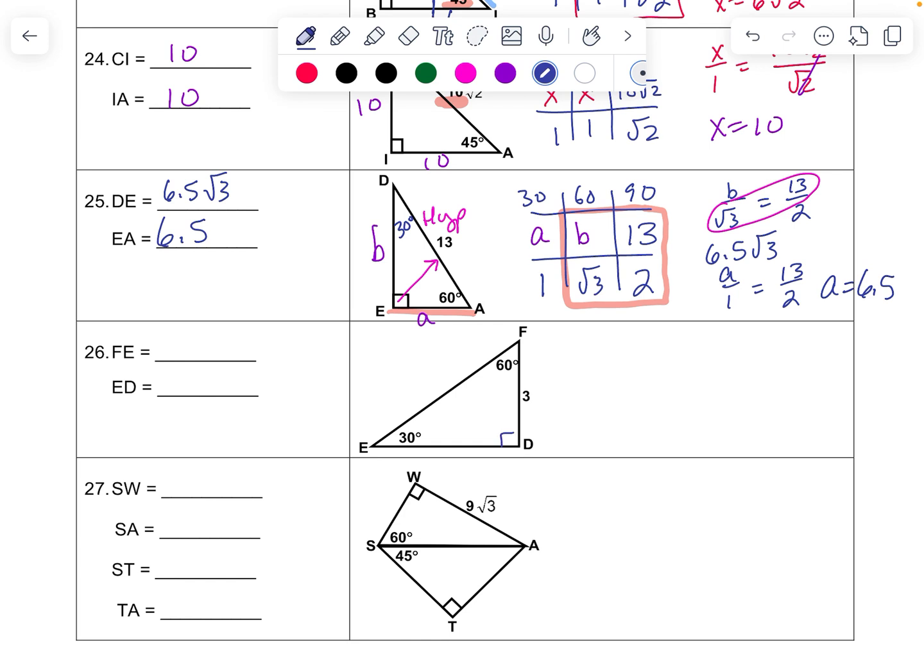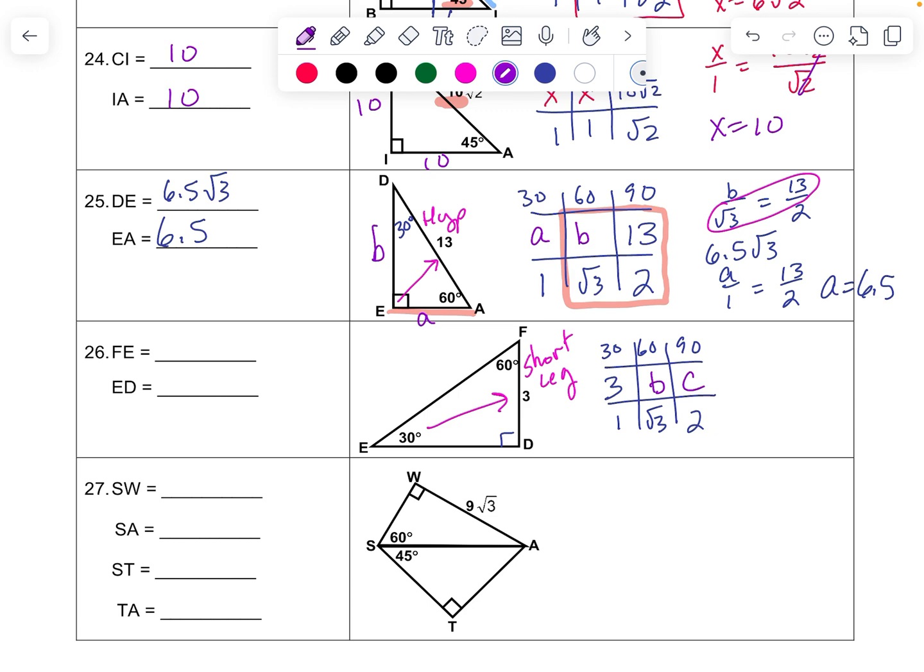All right, number 26. When I look at my triangle here, I have a 30, 60, 90. The side given to me is the short leg. So I'm going to set up my grid. It's the one opposite the 30-degree angle. So I have 30, 60, 90, 1, square root 3, 2. If you have your formula sheet, I would have that out while you work this. All right, you have the short leg, which is the 3. We are looking for B and C, the long leg and the hypotenuse.